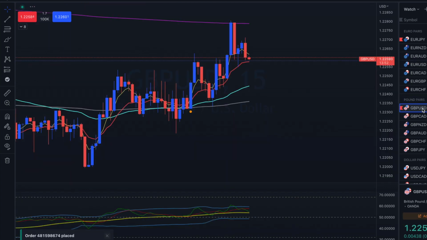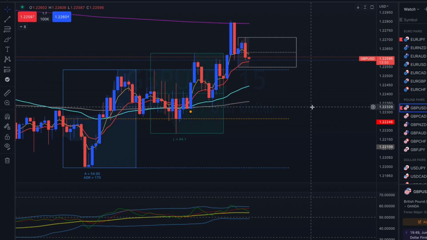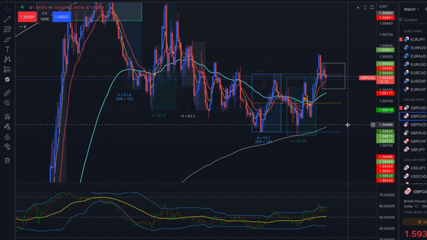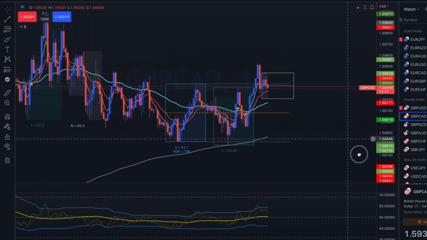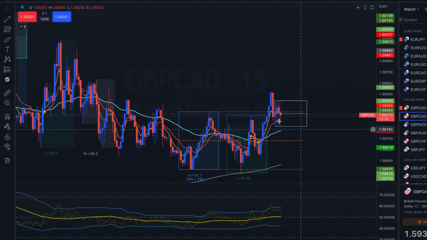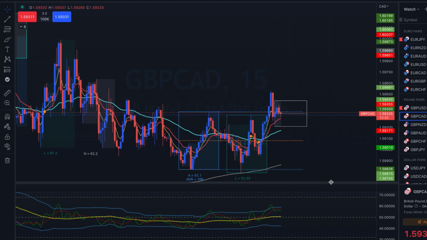Well, let's take a look real quick at pound USD. Nothing yet. Pound CAD looking very similar to pound USD, where ideally I'd be looking for a second leg, and that'll give me a reversal trade. But again, we have to get that second leg first, so this could take some time to develop here.